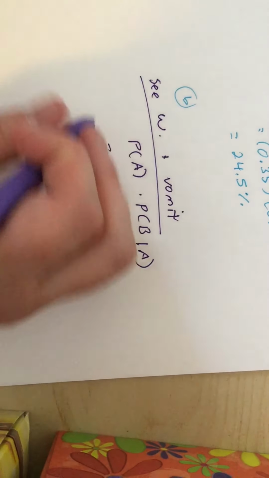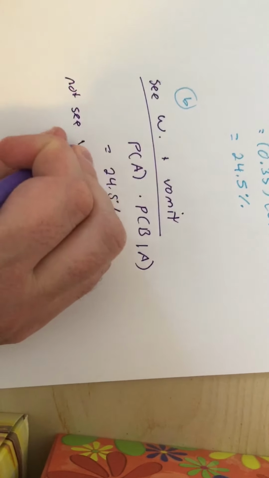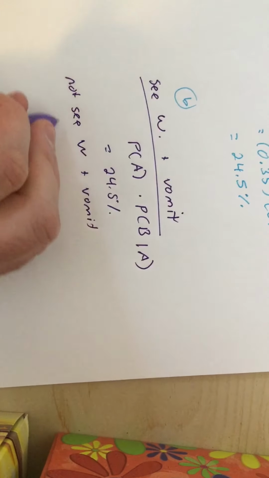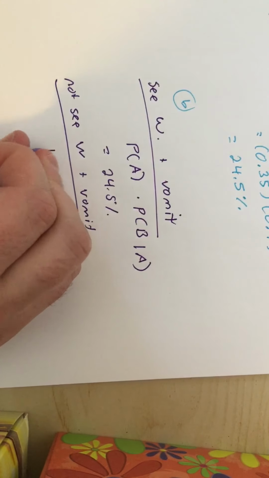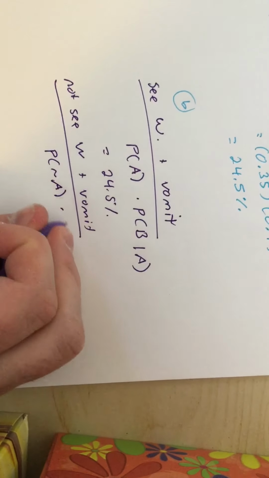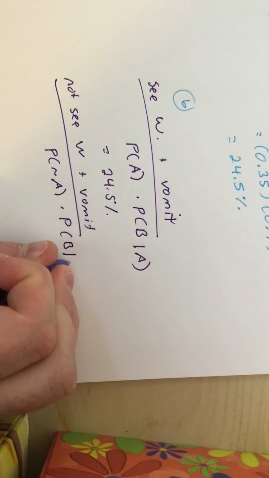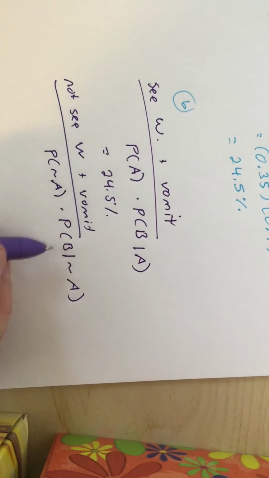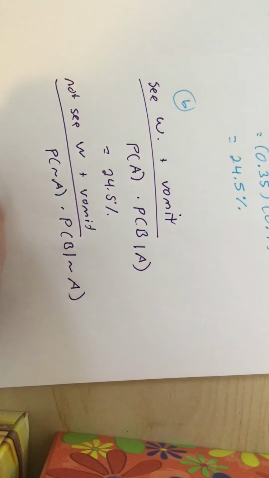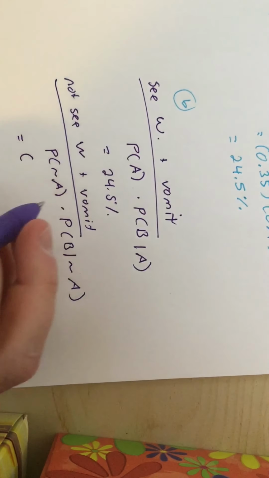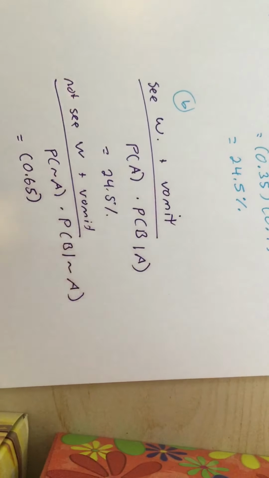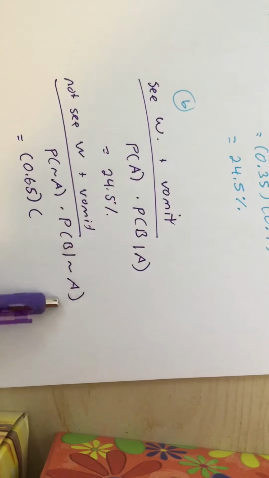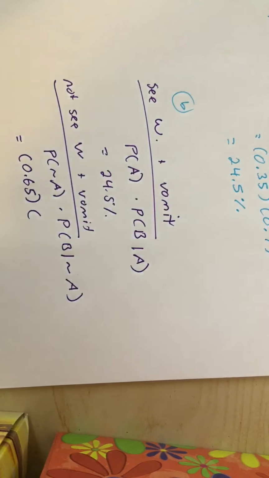Then the other way he could vomit is he could not see Wendy, but he could vomit anyway, because who knows? So what we want is the probability of not A and the probability of B given not A. So the probability that he doesn't see Wendy, and the probability that he vomits given that he does not see Wendy. There was a 35% chance that he did see Wendy, so there's a 65% chance that he does not see Wendy. And the probability that he vomits given that he does not see Wendy, from the original question, was 20%.